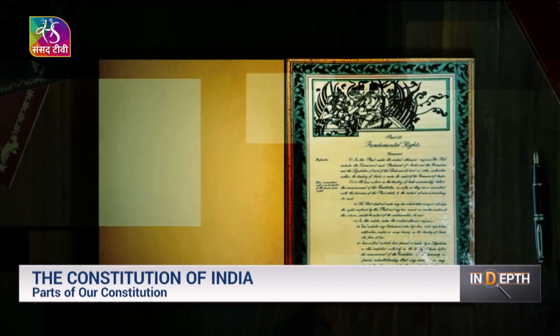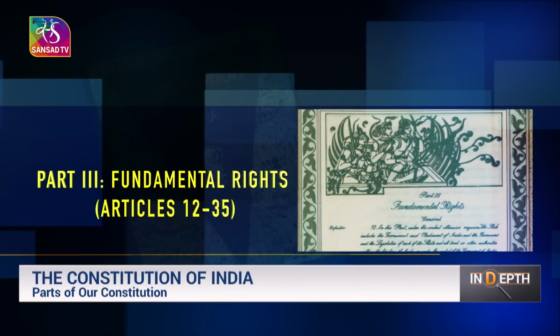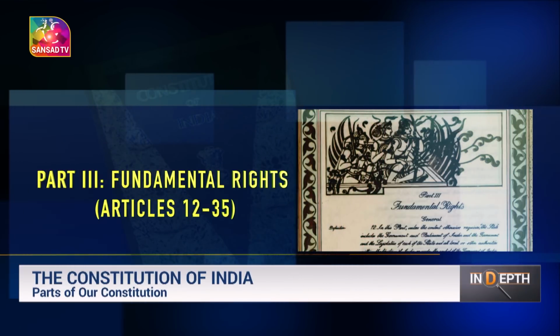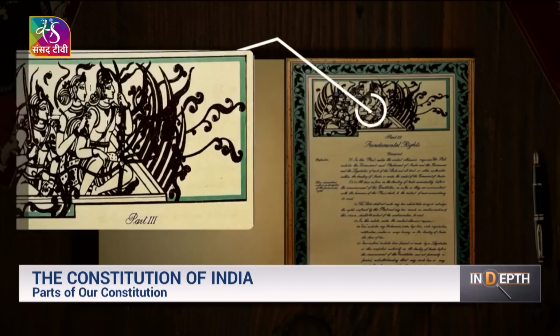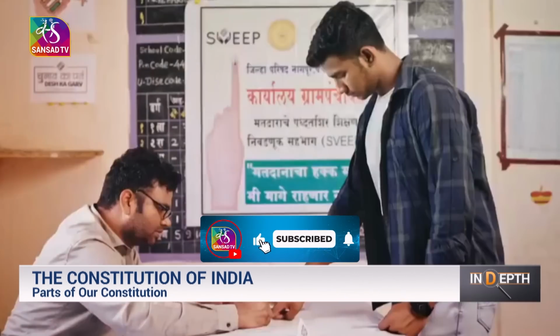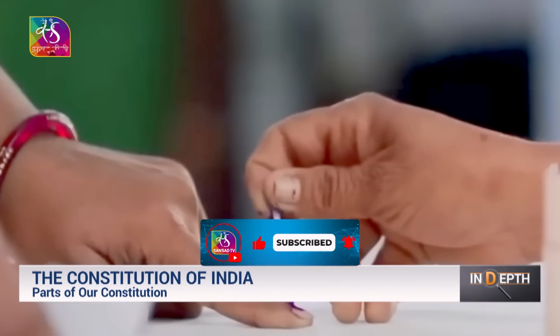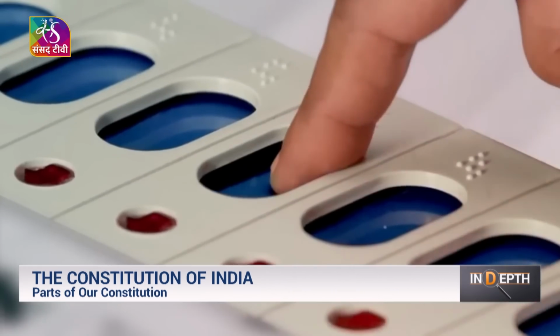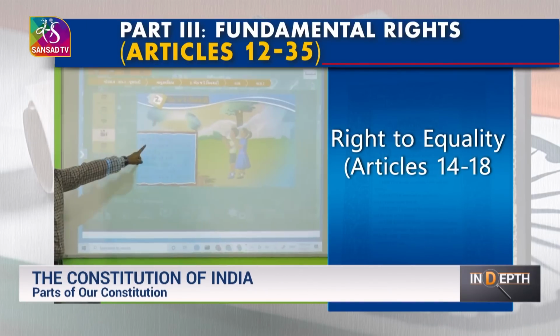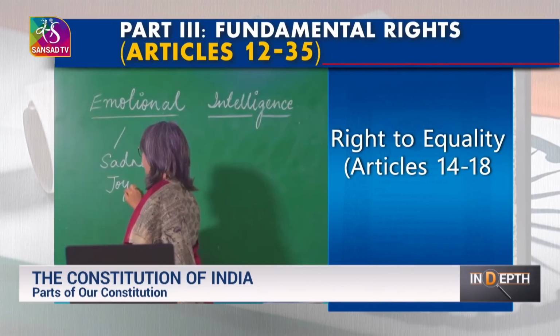Part 3. Fundamental Rights. Articles 12 to 35. One of the most significant sections of the Indian Constitution. Part 3 enshrines the fundamental rights of the citizens. These rights are guaranteed and protected by the Constitution, and any law that contradicts these rights can be struck down by the judiciary. The rights include the right to equality, from Articles 14 to 18.